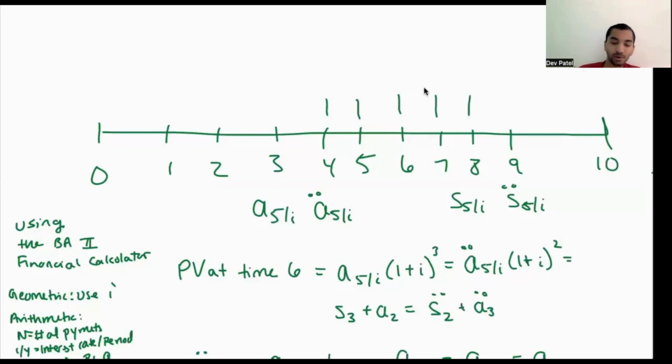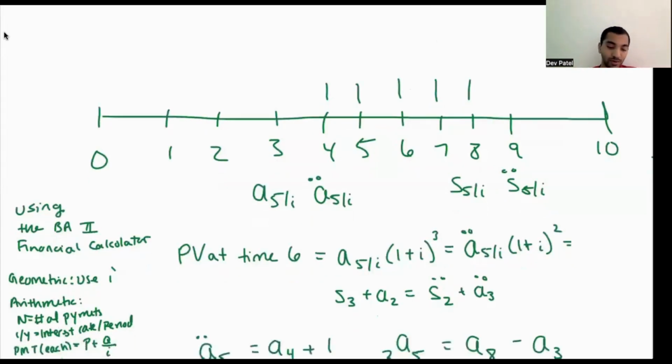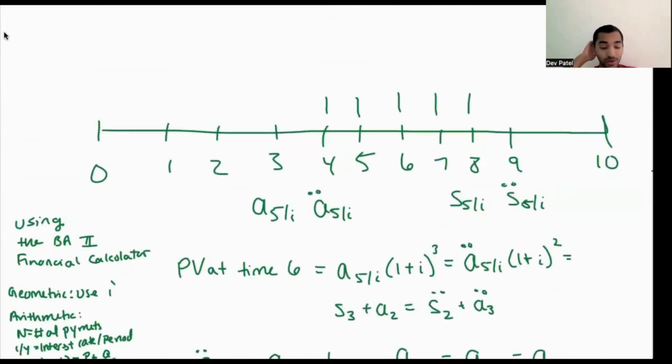Hi everyone, today we're going to be going over exam FM, specifically topic 2, annuities. This is actually a pretty important topic because it lays the groundwork and the foundation for loans and bonds and all these other topics, even in topic 5. So this is a pretty important topic that we're going to be going over today, which is annuities.